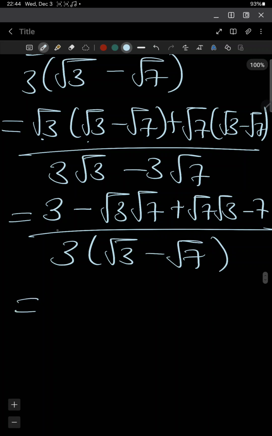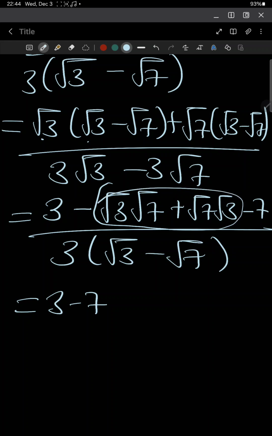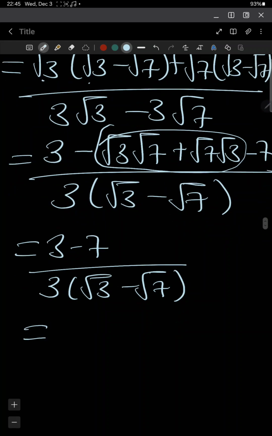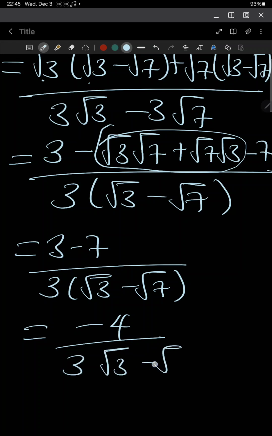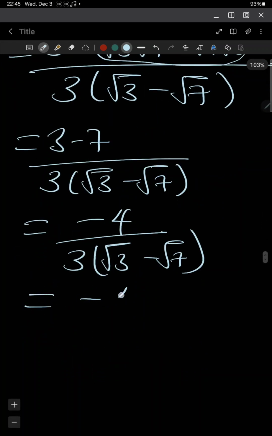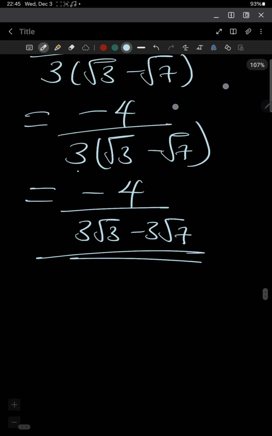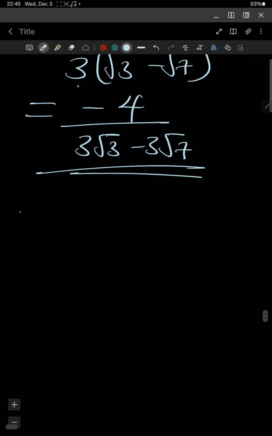After doing that, we say 3 minus 7. If you observe carefully, it is 0 divided by 3 square root of 3 minus square root of 7. So it will be 3 minus 7, which is negative 4, divided by 3 square root of 3 minus square root of 7. This is our final answer. If you want, you can even expand it to be negative 4 over 3 square root of 3 minus 3 square root of 7. So this is our final answer. If they ask you to rationalize the numerator, you need to follow these steps.